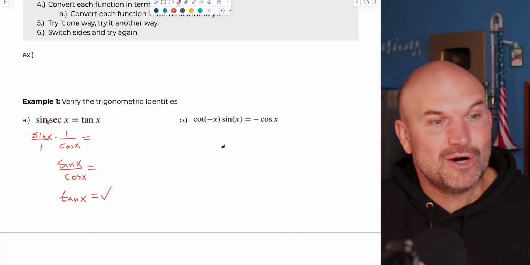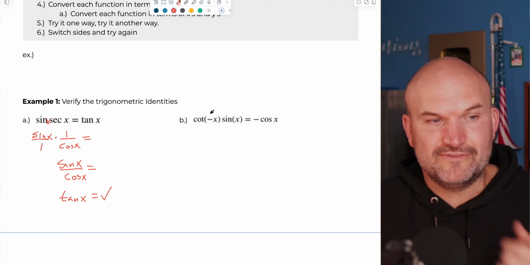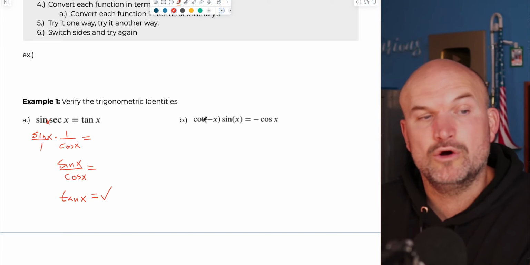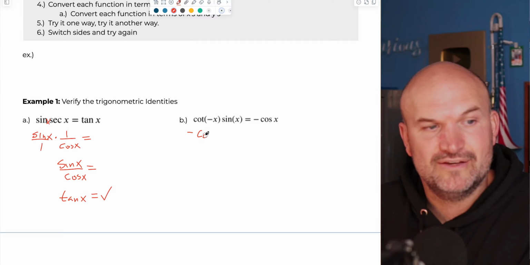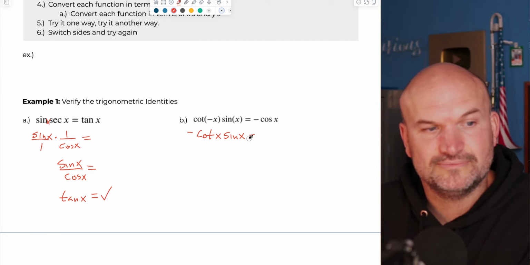So we have to make sure we remember our identities. Obviously, we have two identities here. I think it's easiest to rewrite these. We'll do one identity first. So remember, when you are dealing with the even-odd identity for cotangent, that's going to be a negative cotangent of x, and that's going to be times sine of x.